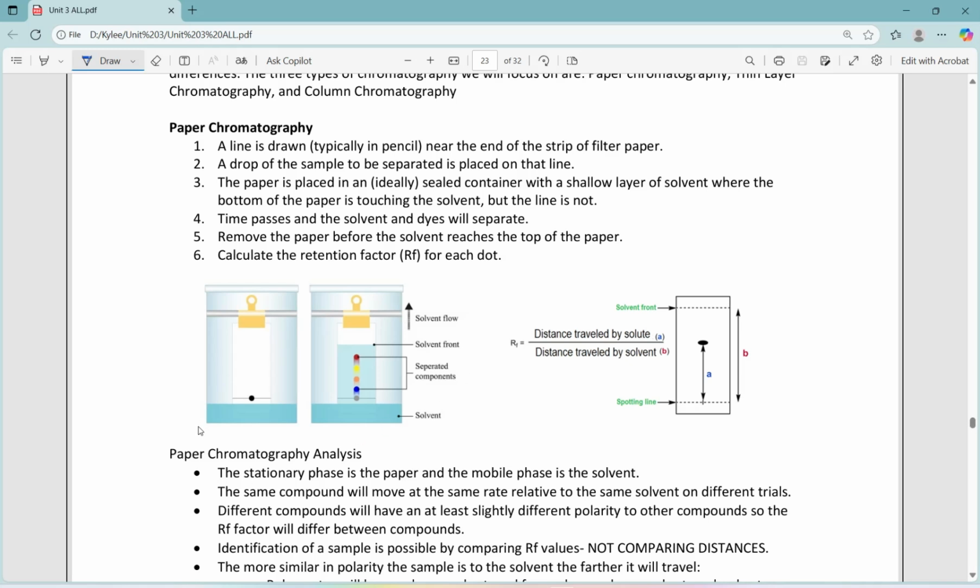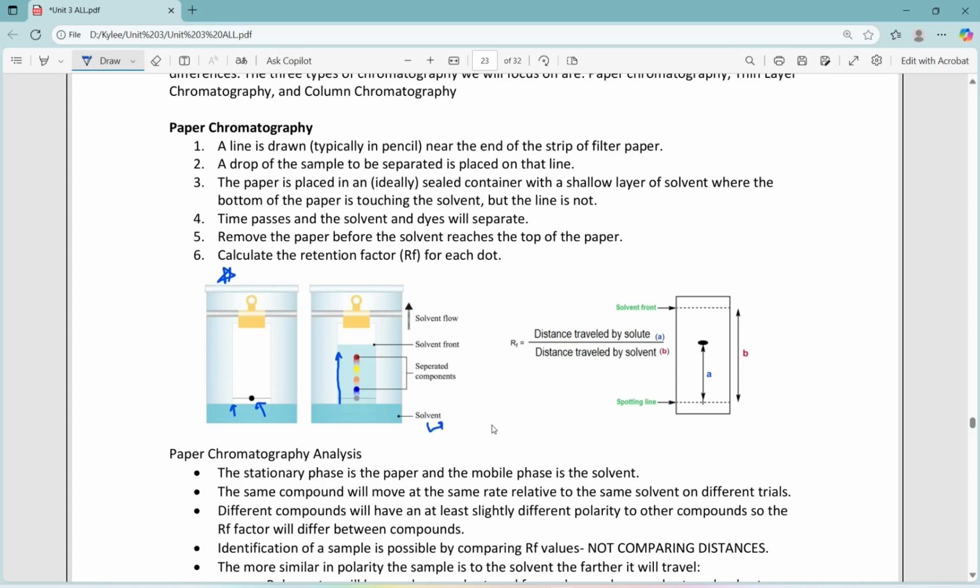So this is what it would look like at the beginning. What happens is capillary action draws the water up this way. And depending on the polarity of what is included in the mixture, if it is polar, it will move with the water. If it is nonpolar, it will stay put. So as the solvent flows upward, how much each dot moves depends on if it has a similar polarity to water or a different polarity to water, or whatever the solvent is.